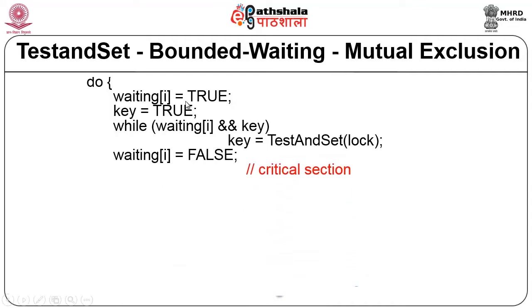Initially, a process that executes this algorithm will try to execute, and we change the value of waiting to true. We saw that there is a waiting array. That waiting array has elements corresponding to each and every process. This waiting[i] is the element corresponding to process Pi. And so, process Pi is the one that is executing this, and it will change waiting[i] to true.